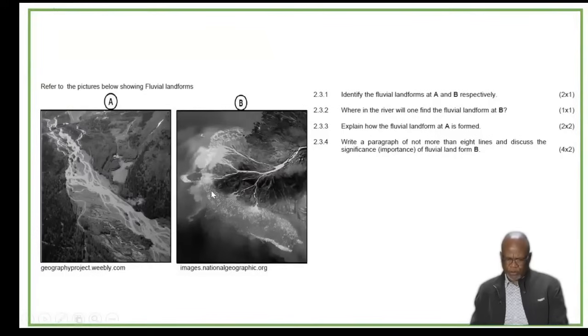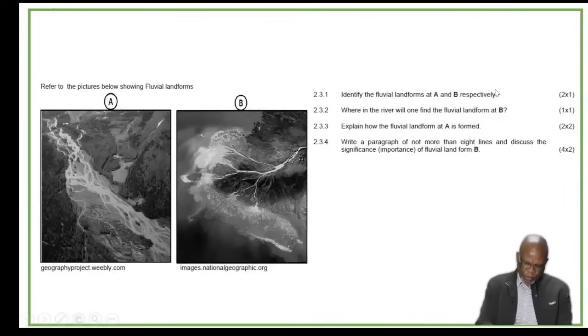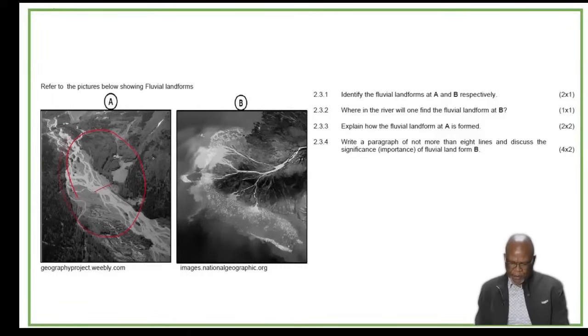What you have there, you have fluvial landforms. Identify the fluvial landform at A and B respectively. So when you're looking at this one fluvial landform here, this is your braided stream, and when you're looking at this one here, because you can see there's an ocean here, so B will become a delta.